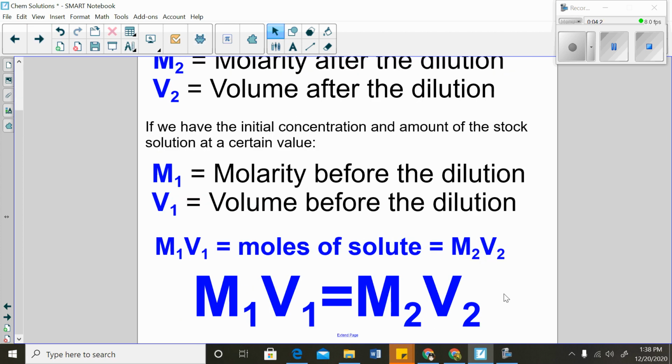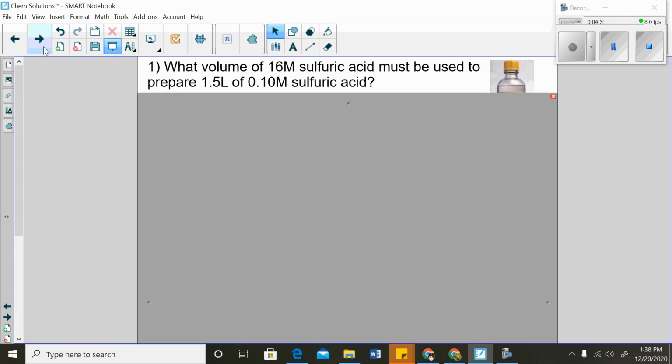So what I'm doing now is I'm putting this M and this V together. So this is before the dilution and after the dilution. So it's M1 V1 equals M2 V2. It's our molarity and our volume before the dilution and our molarity and our volume after the dilution. Okay, so let's see what this means.